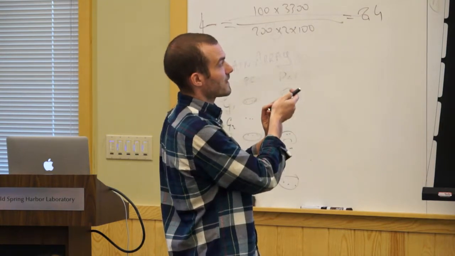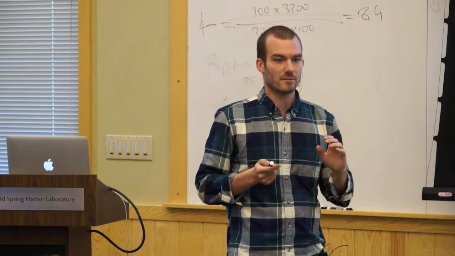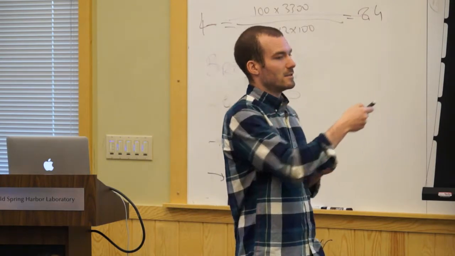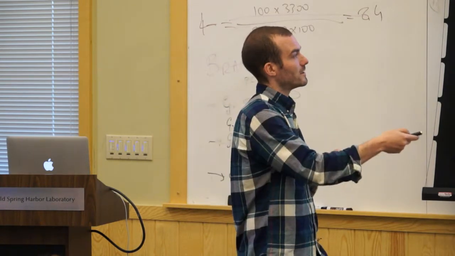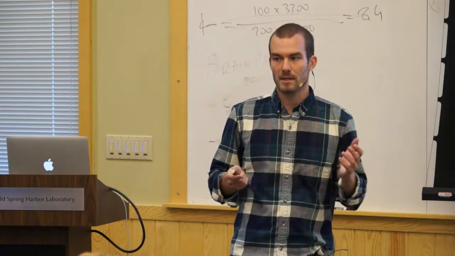A SNP that falls right at the transcription start site of a gene is much more likely to influence the expression level of that gene compared to something 80 kb away. And that sort of makes sense.